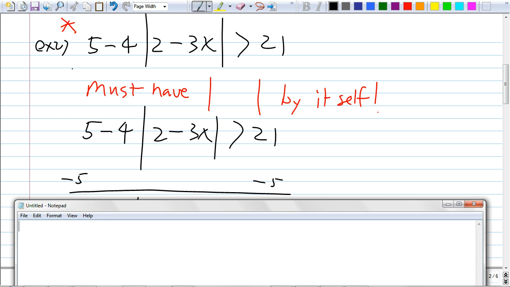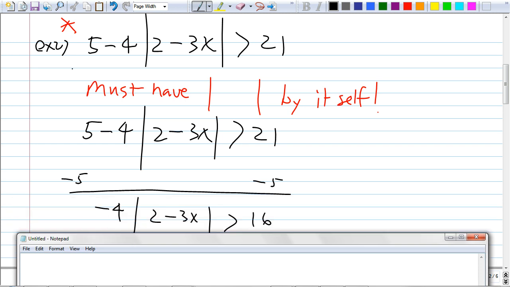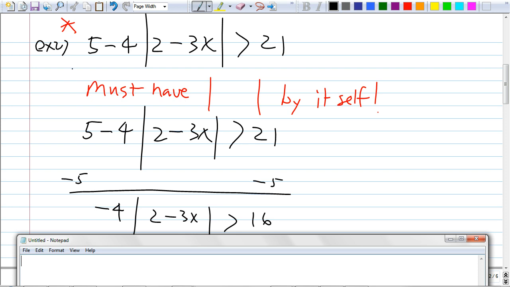Think of the absolute value, this whole thing, as x. It's like, think of this as having 5 minus 4x. Does that make sense? How do you get the x by itself? You subtract 5 first, right? Then you divide by negative 4. Do you understand?